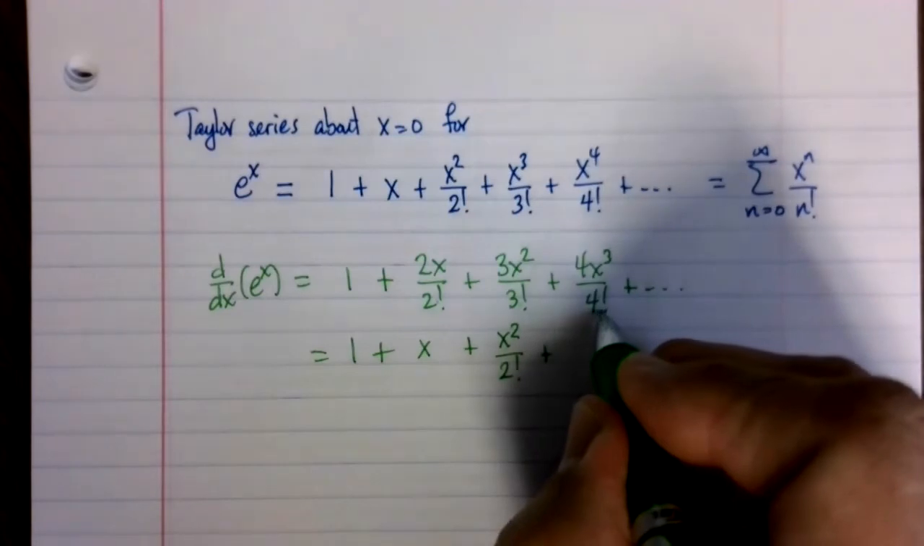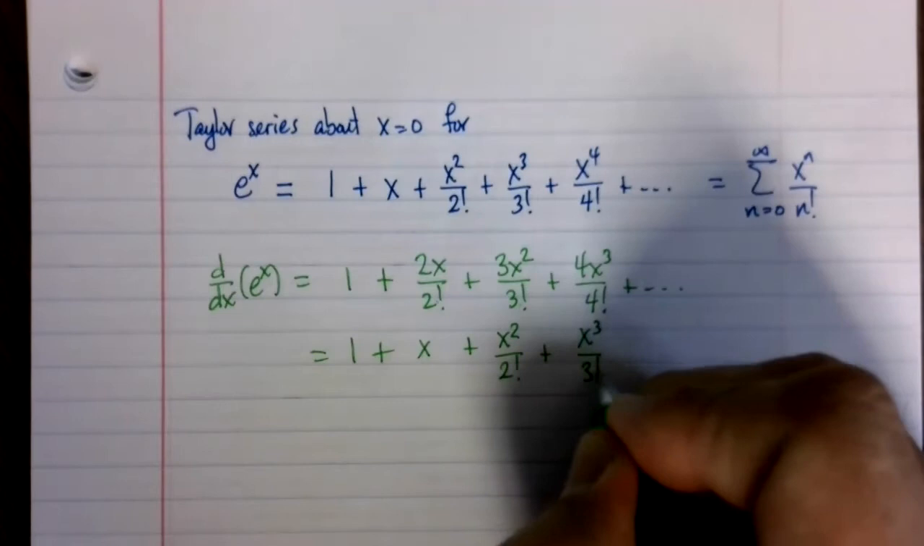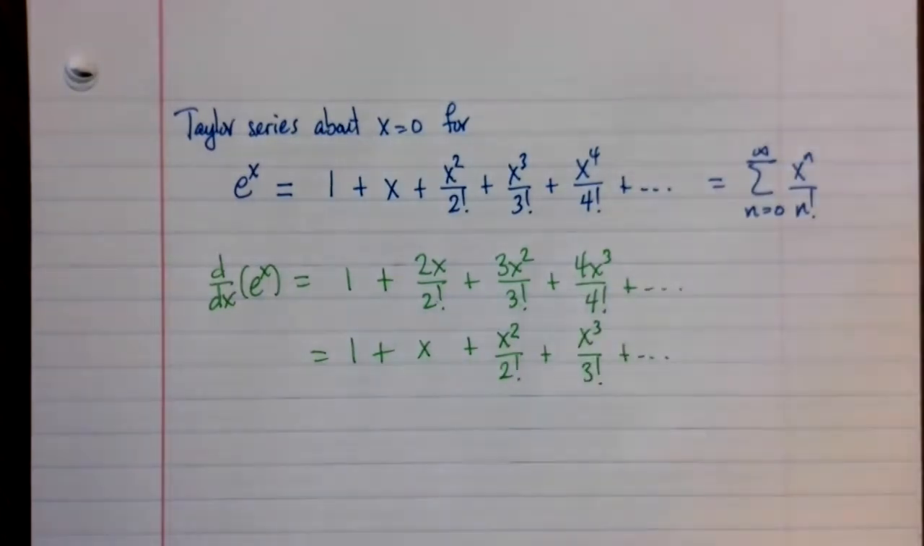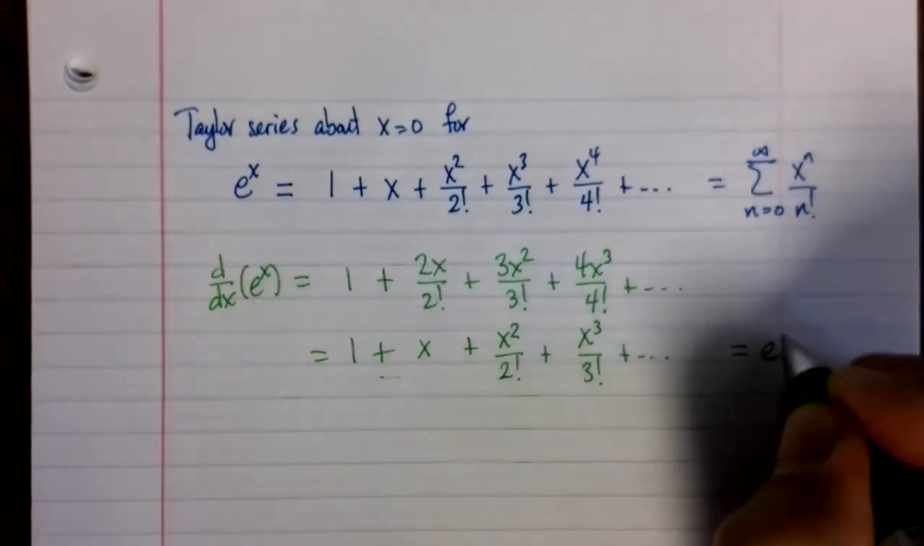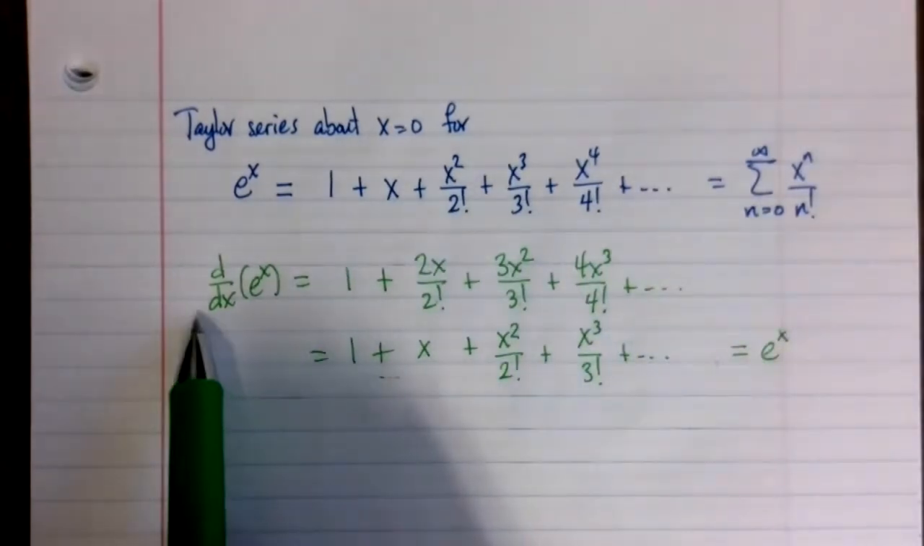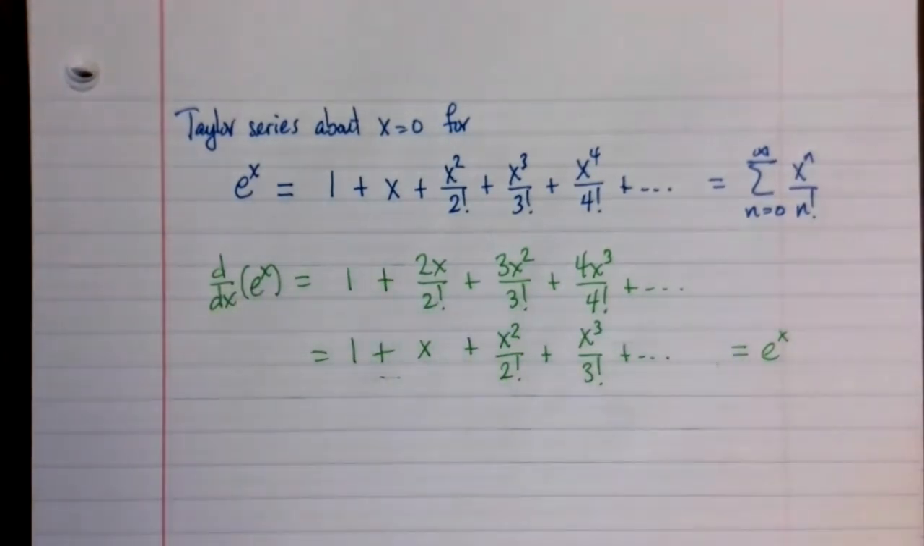Here I have 4 times 3 times 2 times 1. If I cancel a 4 out, what's left on the bottom will be 3 times 2 times 1, and so on. And you'll notice that this is exactly this. And so this is an alternate way of justifying that the derivative of e to the x is indeed equal to e to the x.